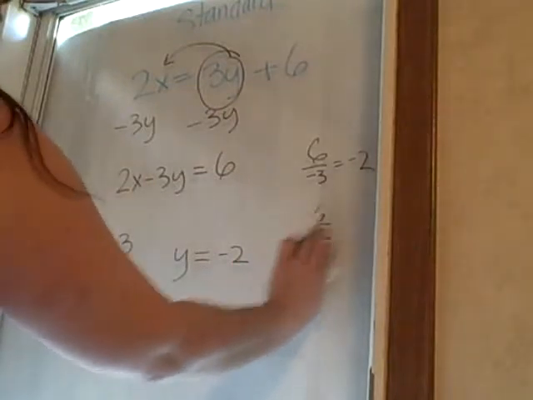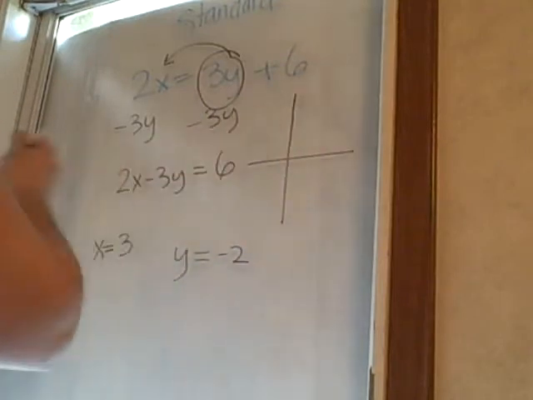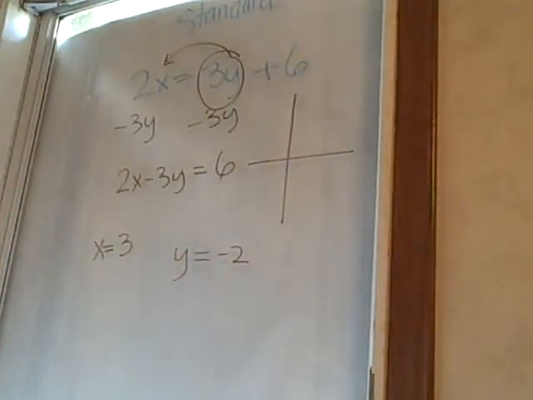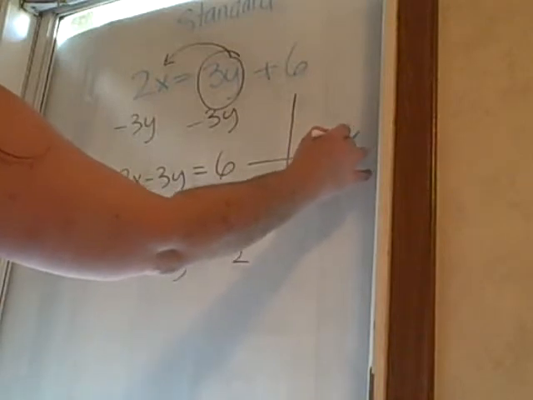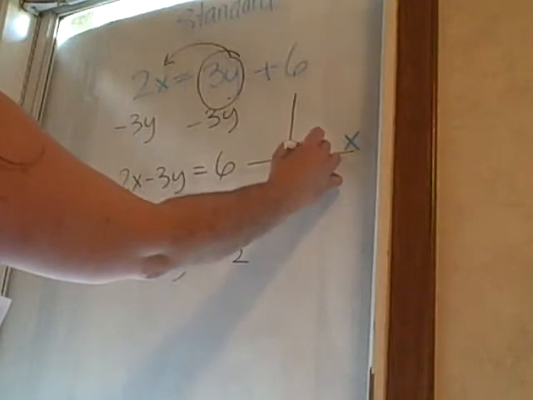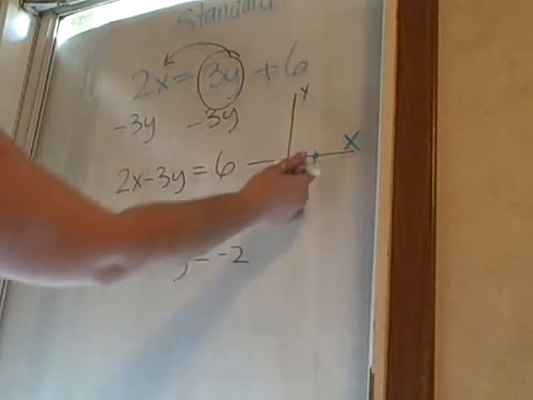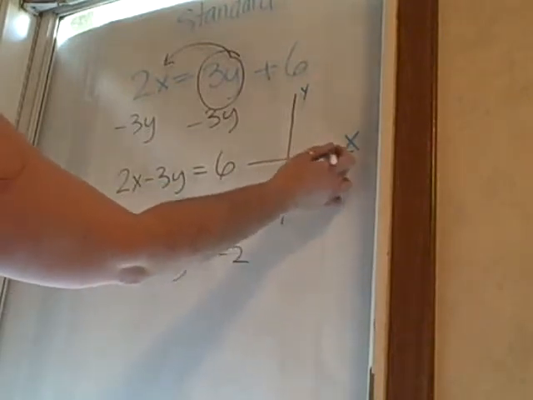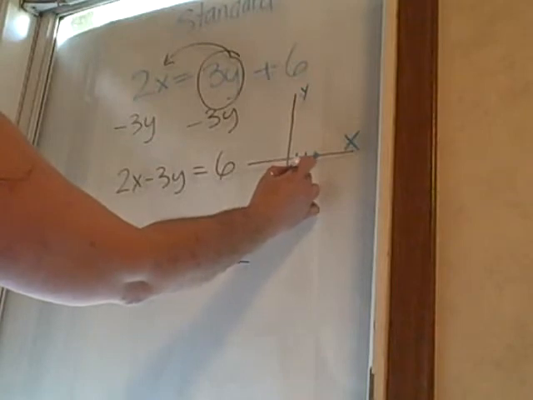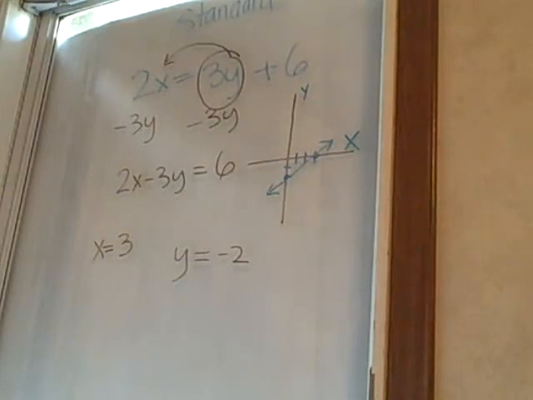Putting that on my xy coordinate system, I have x is equal to 3. You got to remember which one is my x-axis and which one is my y-axis. There's my x. Find 3. 1, 2, 3. On my y-axis, I find negative 2, which means it's below the x-axis. 1, 2. And then connect them. And that's the line. Really pretty easy.